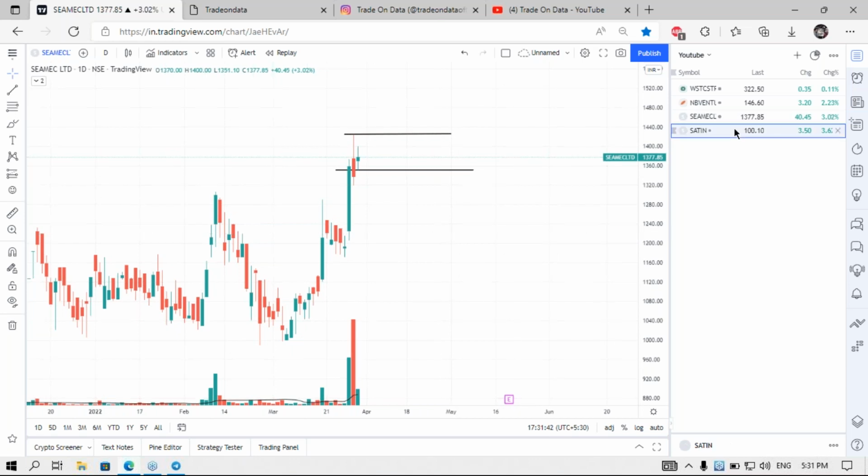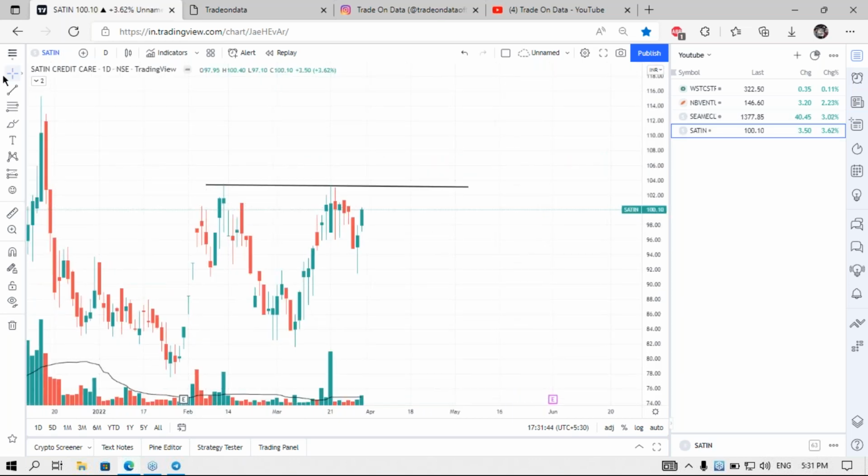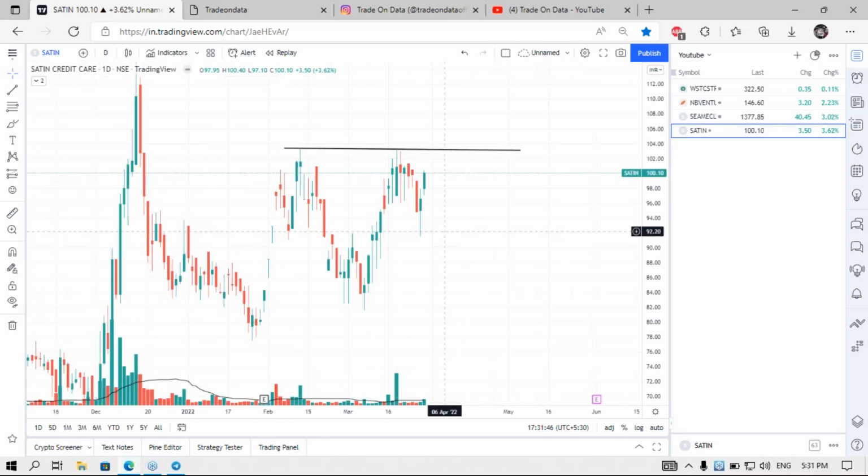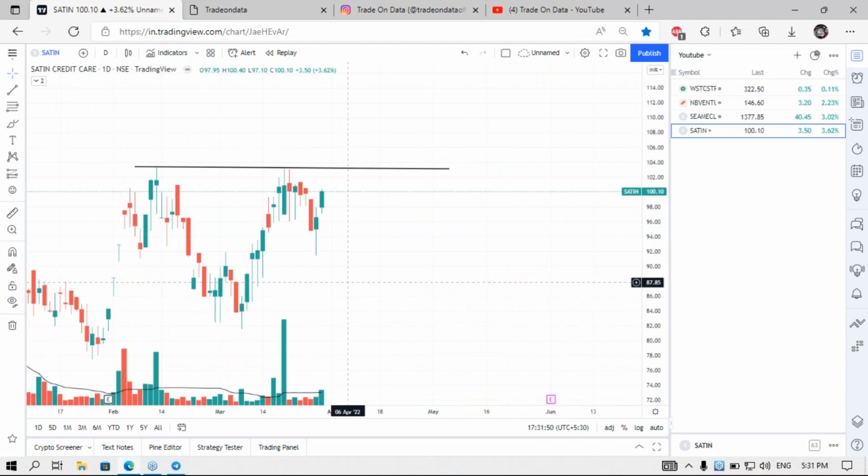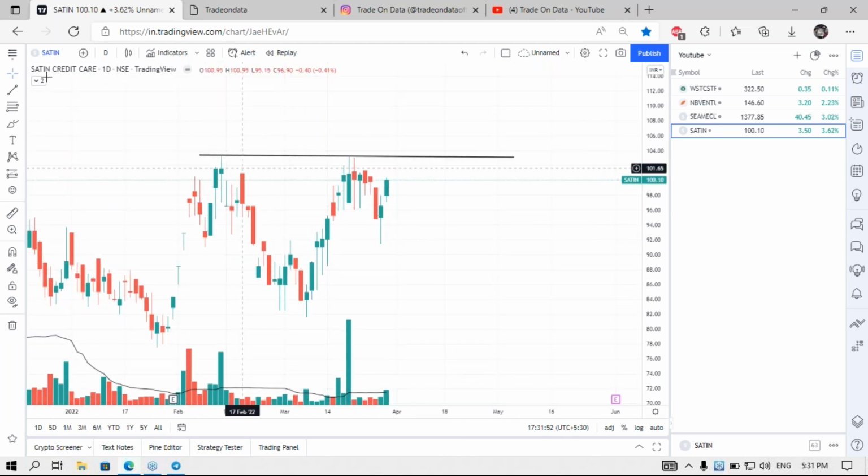Now another stock which is looking good to me is Satin Credit Care, right? We have a buy above 104 in Satin Credit Care, and stop loss is going to be 100. These are my stocks for the next few days, coming up for a breakout. And that's it for today. That's my introduction to moving average and a few stocks for my watch list.